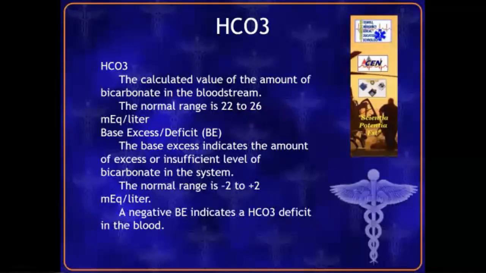The bicarb reflects your metabolic side. Its number is 22 to 26. Not a hard number to remember, but it is a little weird. I mean, our brain likes things that are multiples of 5 and 10, but it's 22 to 26. And this reflects how much bicarb is floating around the system. Now, this is a measurement number. This is a quantity. So CO2 is a pressure number. Bicarb, or base excess deficit, is a quantity.